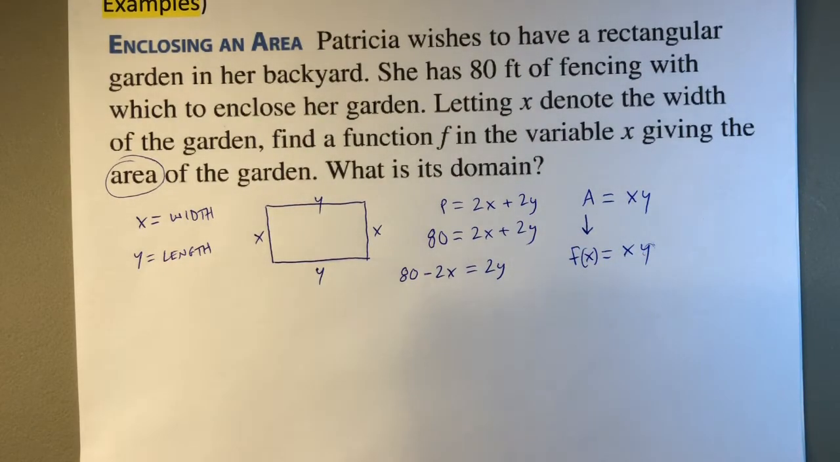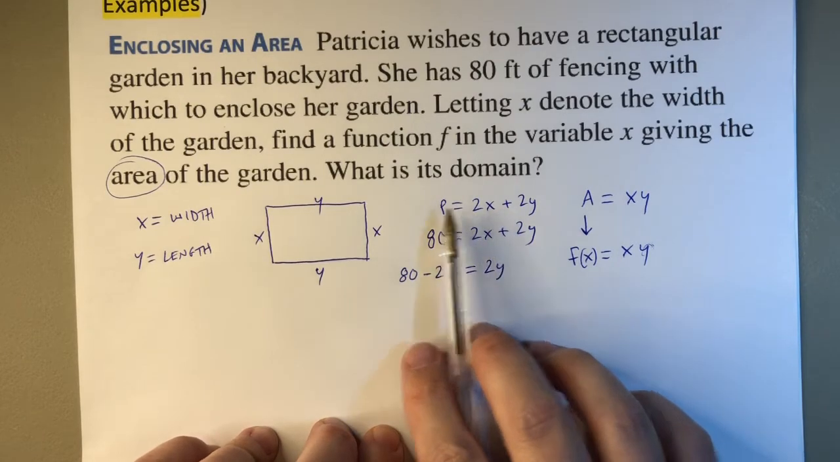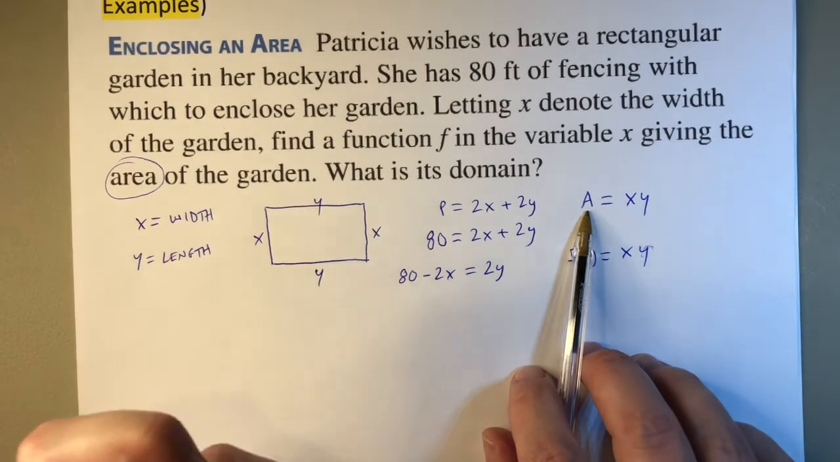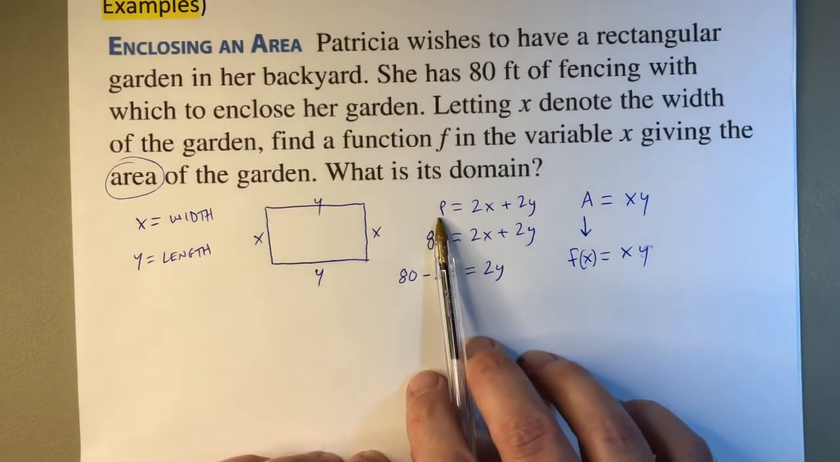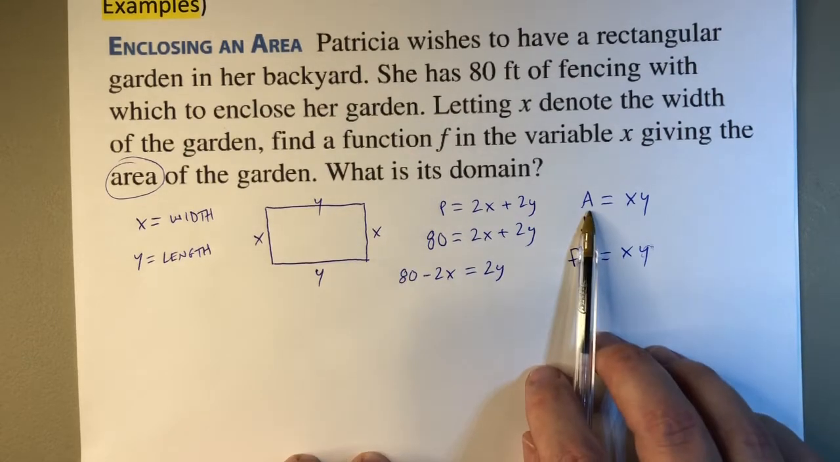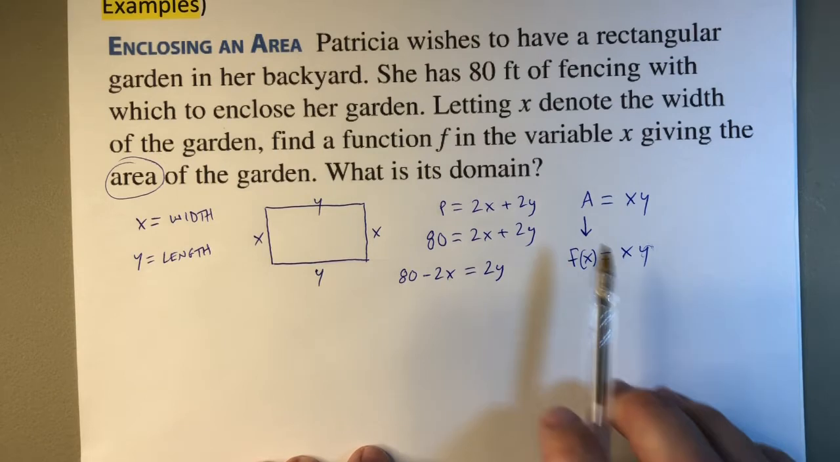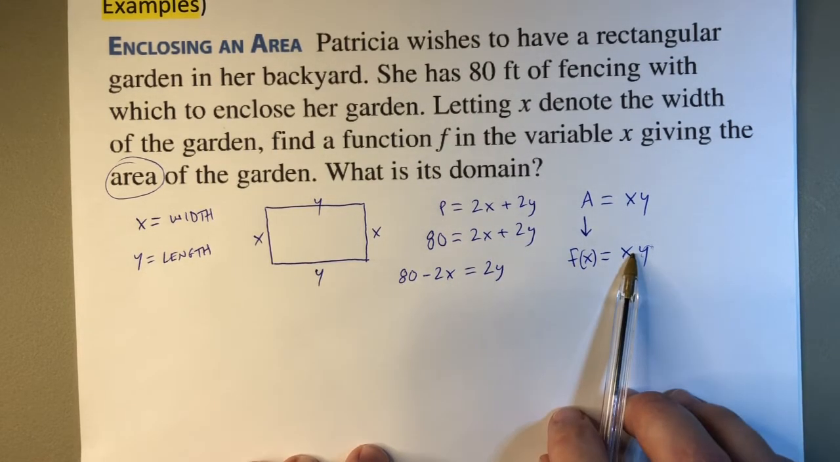You're going to have some situations like this where you're given one equation, maybe perimeter, whatever it is, and then you're asked to figure out some other type of unit. So this will be like perimeter, distance around, but we're actually trying to figure out the area. So that's a square measurement, square unit. So you have to use the perimeter equation in order to come up with that function.